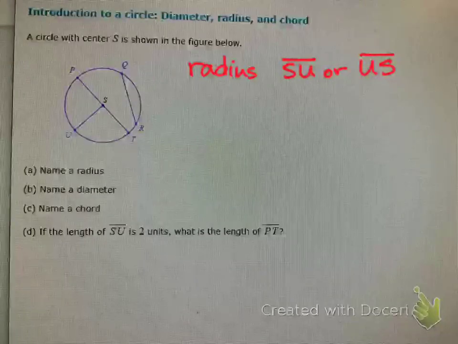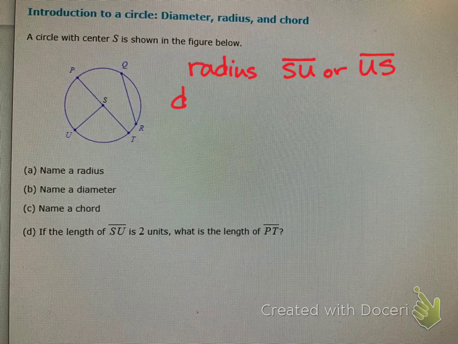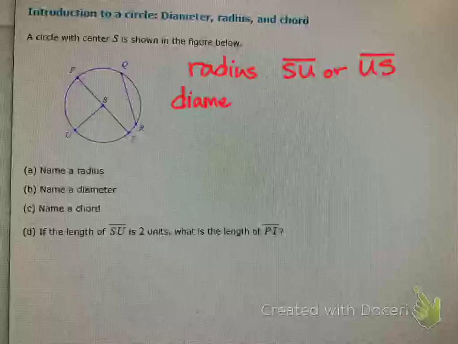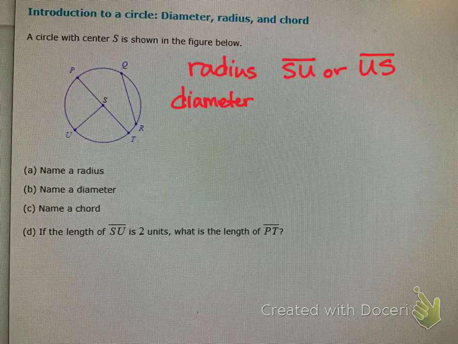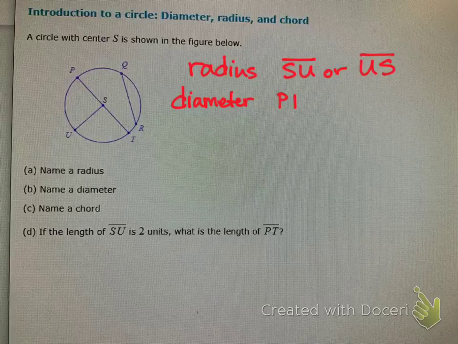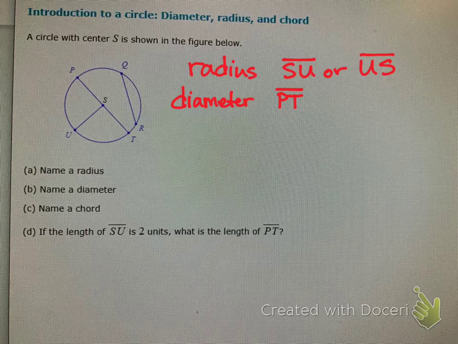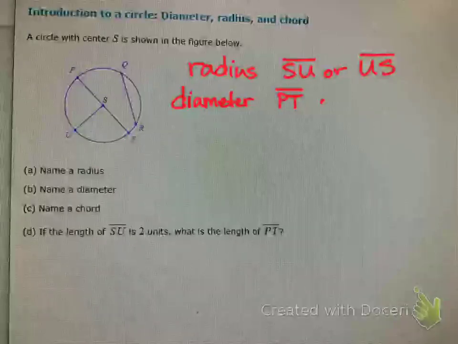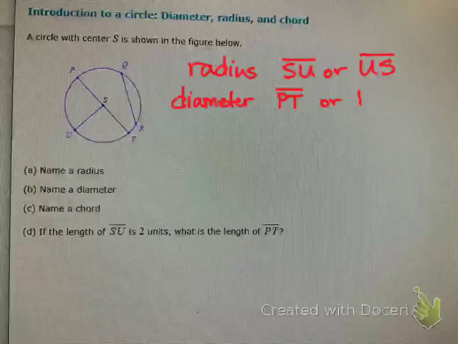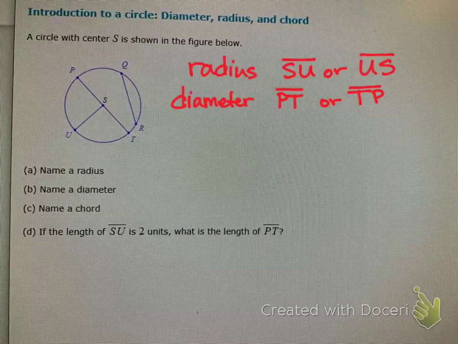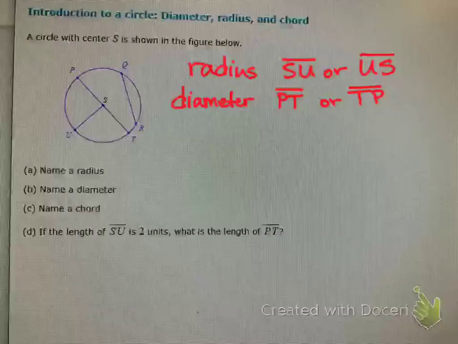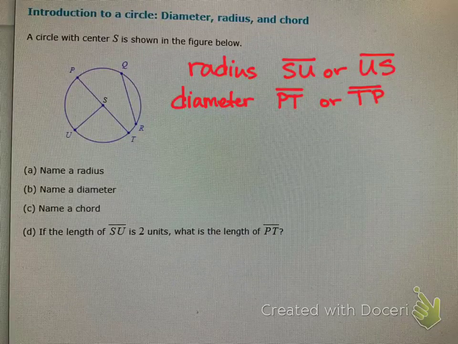The diameter here, then we could name, it goes from P to T, so we'd say PT, and it has dots at both ends, so it is a line segment. Or if you want to go the other way, you could call this TP. That would work as well. So there's A and there's B.